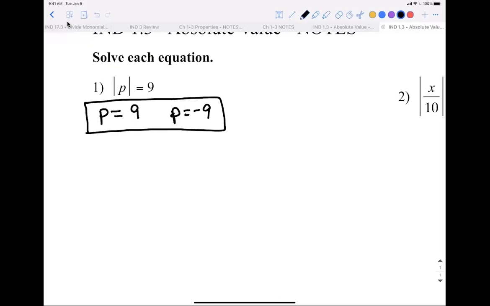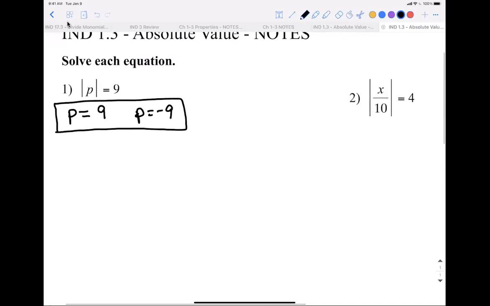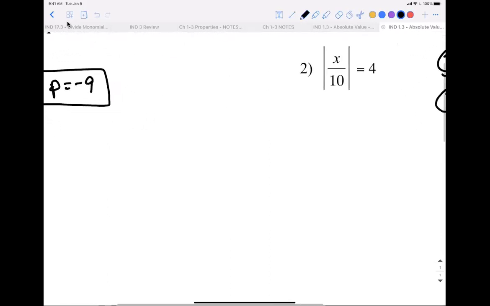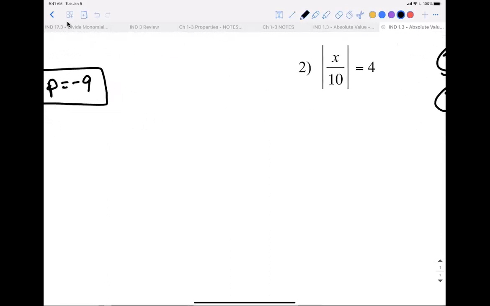Okay. Example number 2. I'll give you a minute to get it written down. Okay, step 1 is already done. The absolute value is by itself on the left, so we're good there. Now we are going to take what's inside the absolute value, drop the absolute value symbols, and work this twice: once set to a positive 4 and once set to a negative 4.